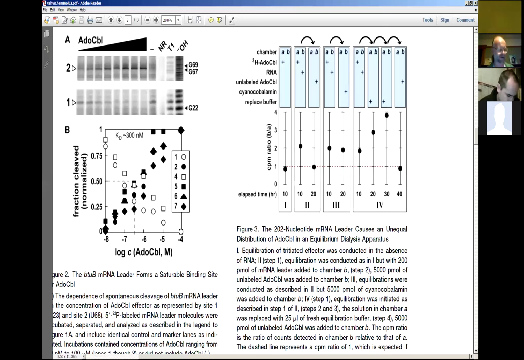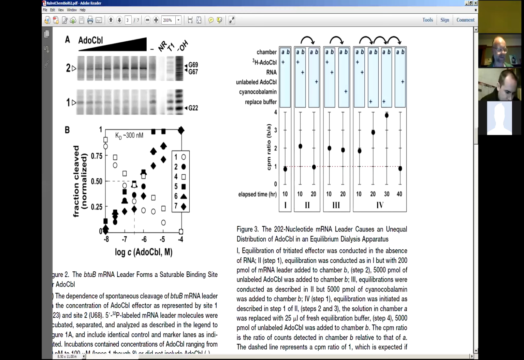Assuming that the 1-to-1 complex is formed between effector and RNA, we had expected that equilibrium dialysis would produce a CPM ratio of far greater than 2 under our assay conditions. So they're having twofold excess RNA over ADO-CBL and concentrations of RNA and effector in excess of the apparent KD. So knowing that KD means that they know how much of the small molecule to add to really saturate the amount that's present.